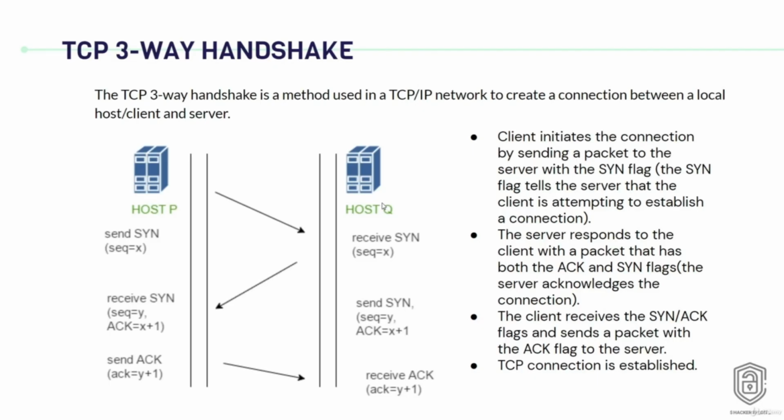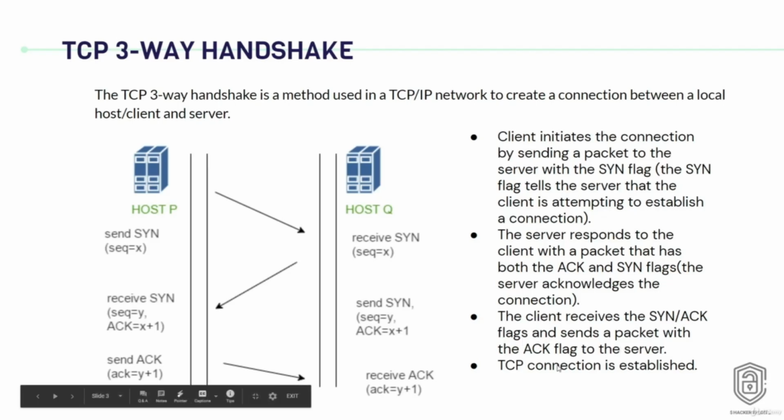The server acknowledges the connection, so that means it acknowledges the attempt to connect, and then the client receives the SYN-ACK flags and sends a packet with the ACK flag back to the server, and the TCP connection is established. And then when the connection is closed, an RST packet will be sent either from the server or the client, and that will reset the connection. All right, so that is how a TCP three-way handshake works in principle.